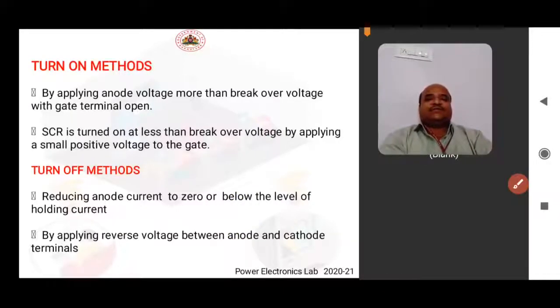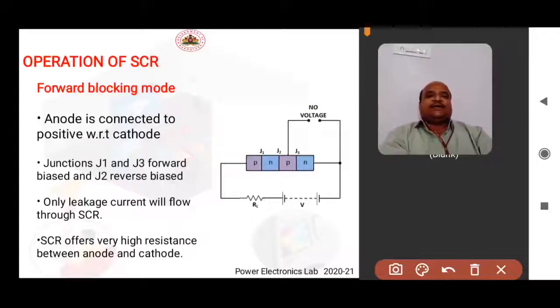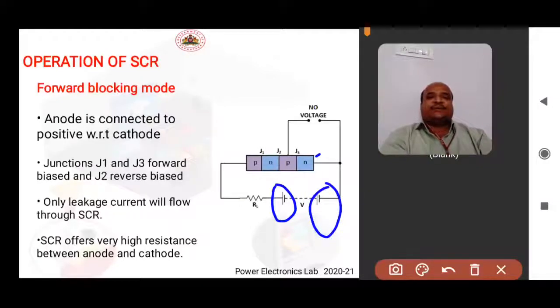Next, we shall see the operation of SCR. It has 3 modes of operation. The first one is the forward blocking mode. In this case, the anode is connected to positive and cathode is connected to negative, with the gate terminal open. Now the SCR is said to be forward biased.